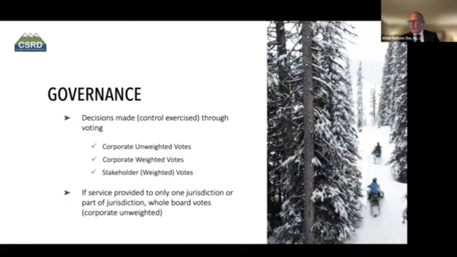We have one other rule that applies to voting within regional districts, and that is that if a service is provided to only one jurisdiction or a part of one jurisdiction, so if it's a local service, for example, that's provided only to Area F, which could be a park service, it could be a water service, or could be some other type of service that is provided only to Area F, the whole board will vote on that, and they'll vote through a corporate unweighted vote.